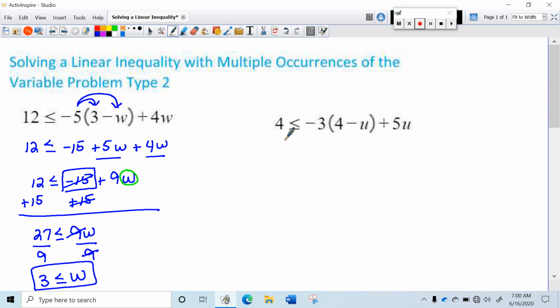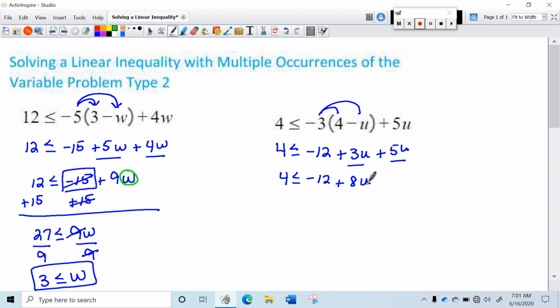Okay, the next one, I'm going to get rid of the parentheses first, so everything else stays like it is. Negative 3 times 4 is negative 12. Negative 3 times negative u is a positive 3u. And then just write down the 5u. Okay, I can put my u's together. 4 is less than or equal to negative 12. 5 plus 3 is positive 8u's.